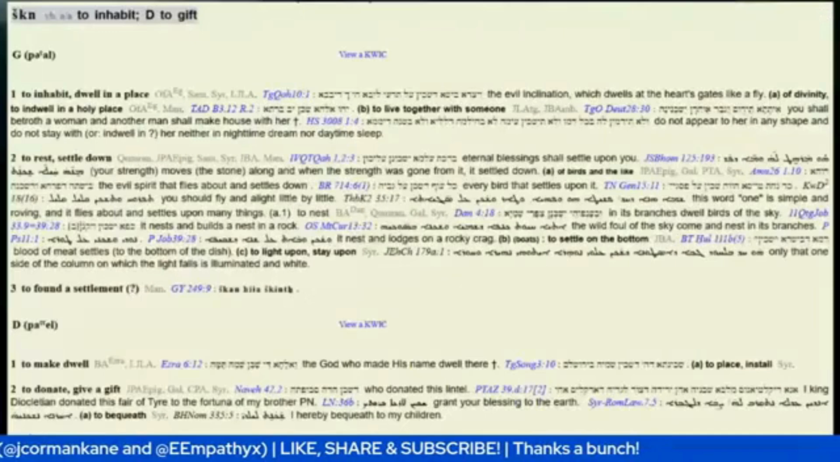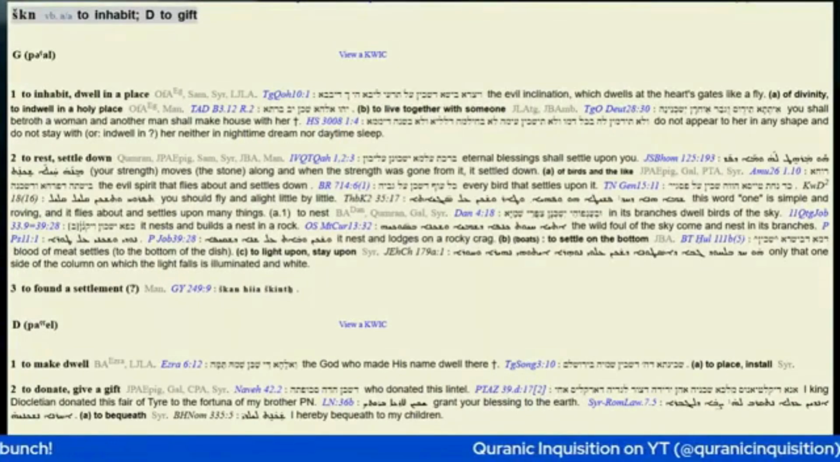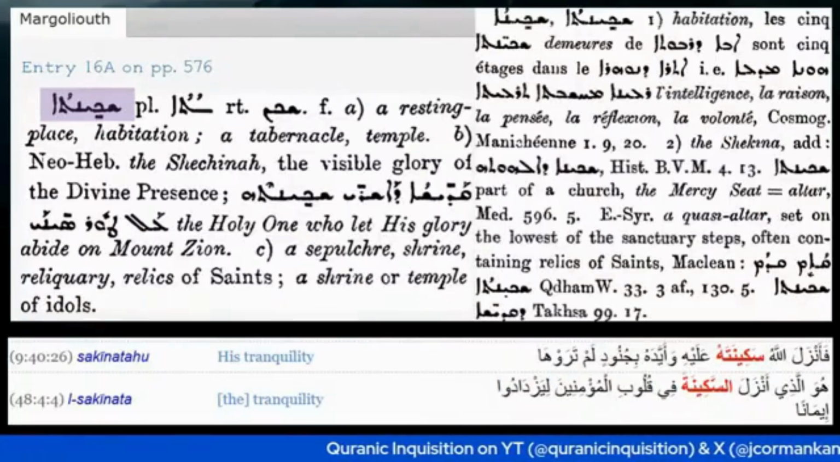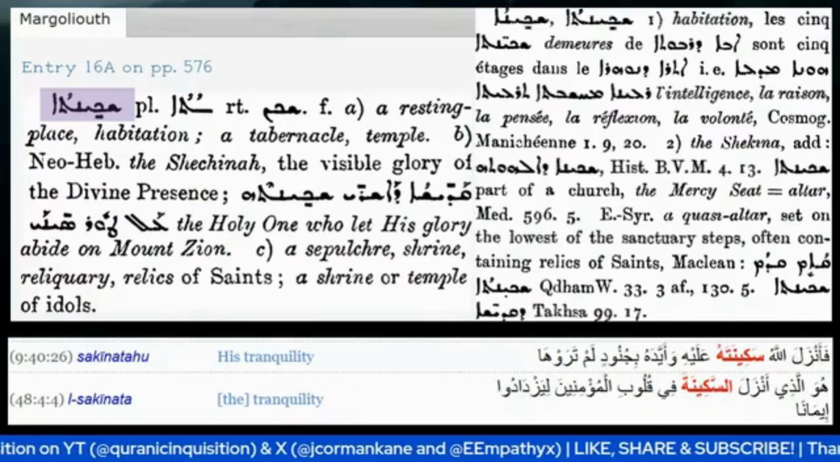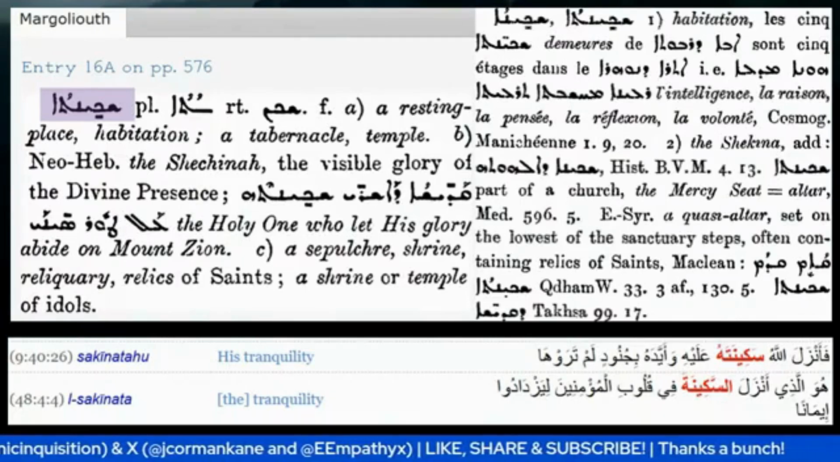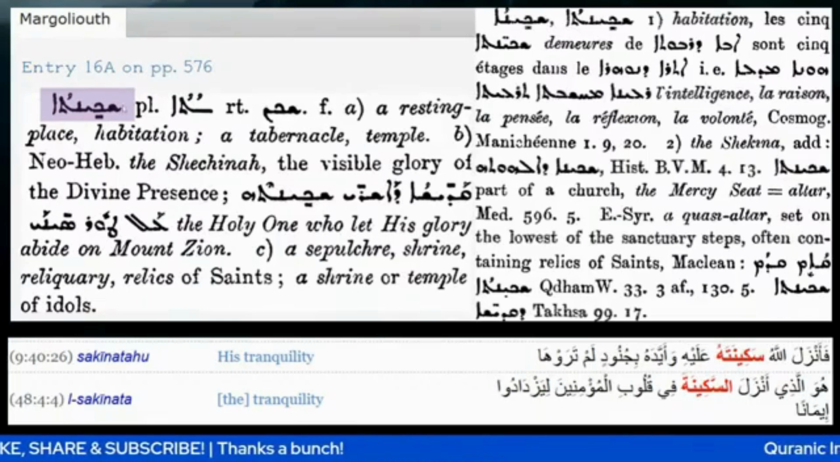This is the Syriac. Just to clarify, on the previous slide for the base root, I was looking at the Aramaic, from the Comprehensive Aramaic Lexicon for the root. This source here is a lexicon called Margolios, almost like a Margot, like a French lady. What's annoying is that this is another type of Syriac, but I'll explain as best I can.